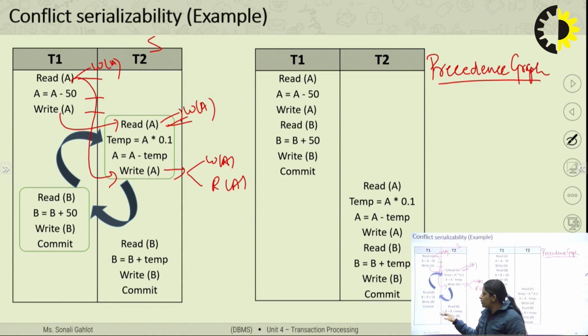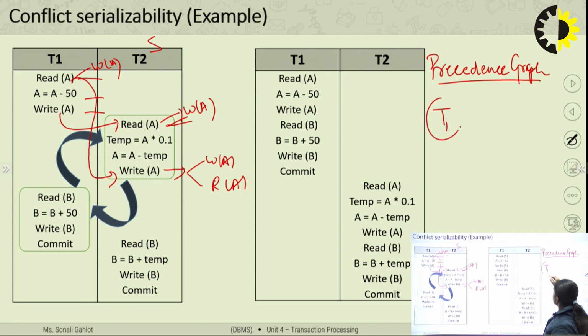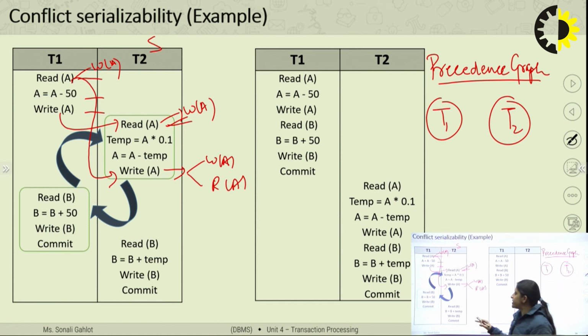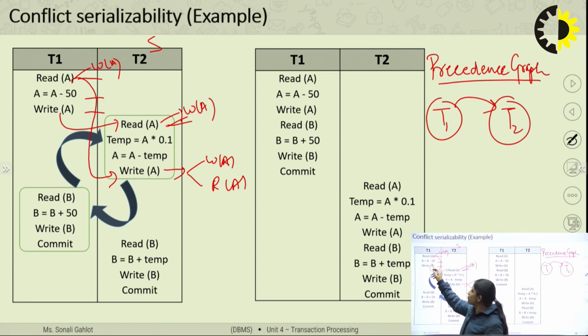In a schedule, the transactions are called the nodes of the graph. Here we have T1 and T2. First we check the conflict pairs. Yes, we get one conflict pair, read A and write A. This comes from T1 and then T2, so we can draw an edge from T1 to T2. Then again we check this write A and get a conflict pair, that is read A. So again we can draw an edge from T1 to T2. This is the same edge, so we do not draw it again.